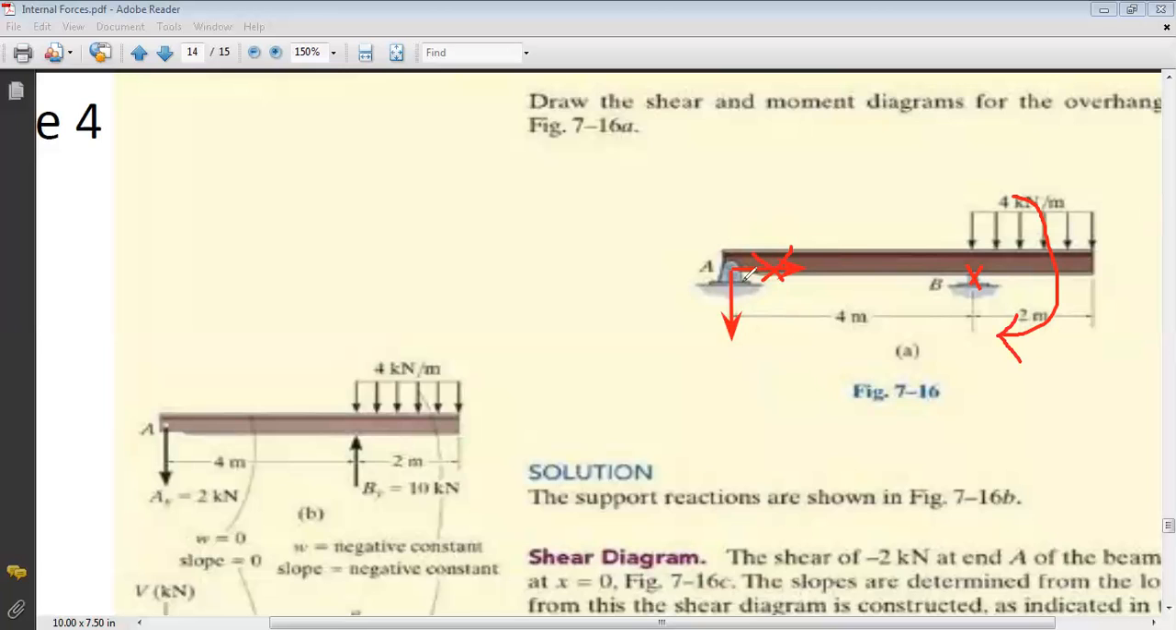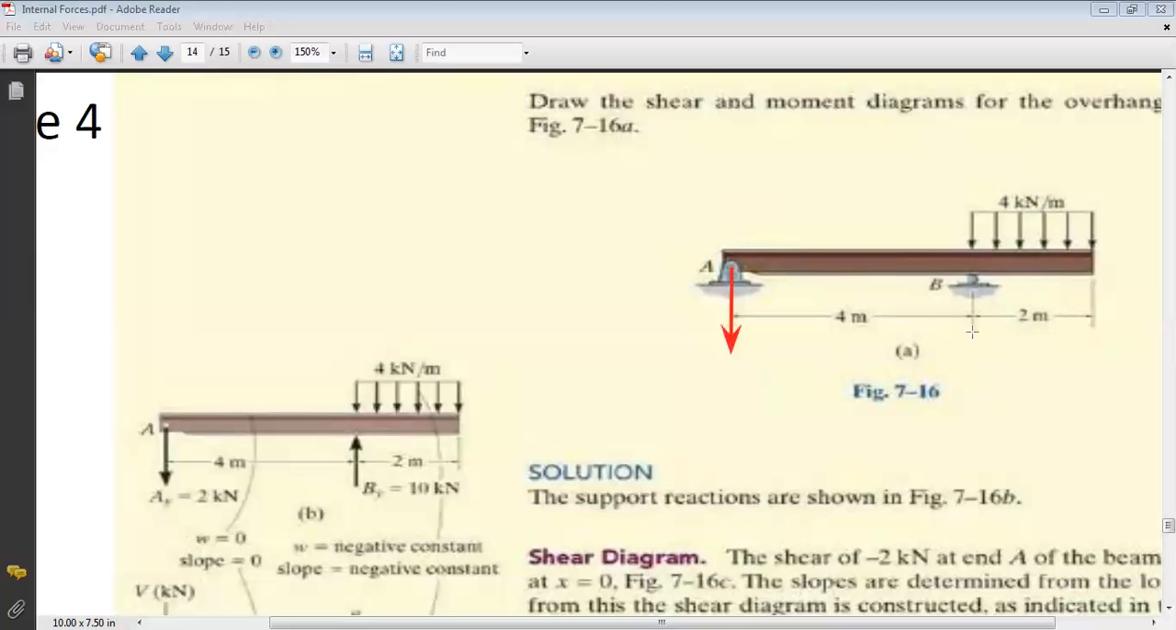And since AY should produce a counterclockwise moment about B, then it should be downward. Because if it was upward, it would also produce a clockwise moment about B, and we wouldn't have equilibrium. If you didn't pay attention to this, it's not a problem. You can put AY up, and when you do the calculation, you will get that it is negative. Okay? So now, since I paid attention to this, I will put AY down, and I will put BY up.